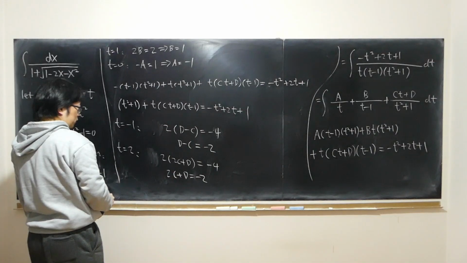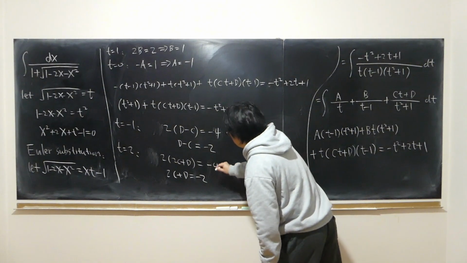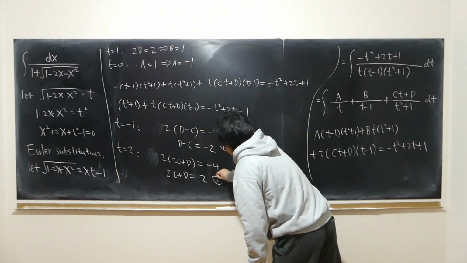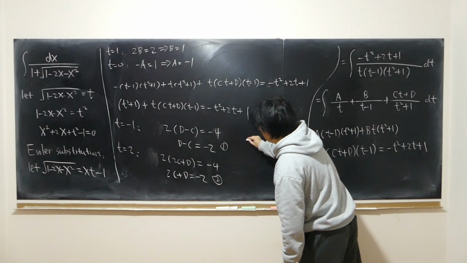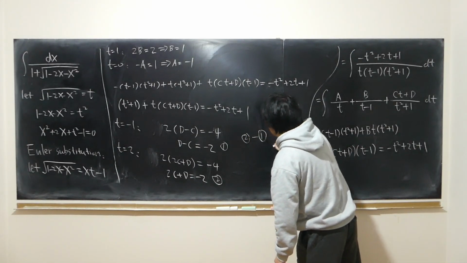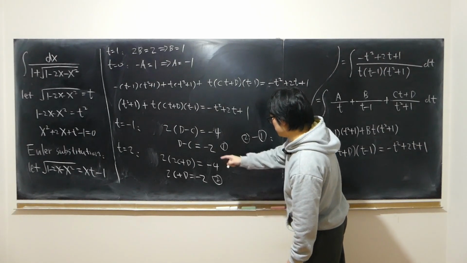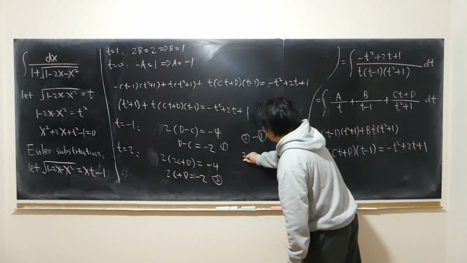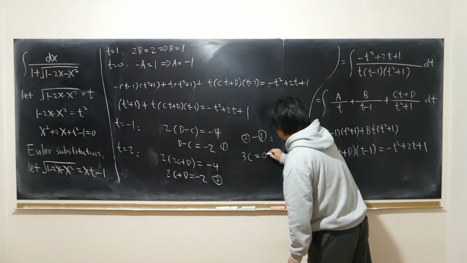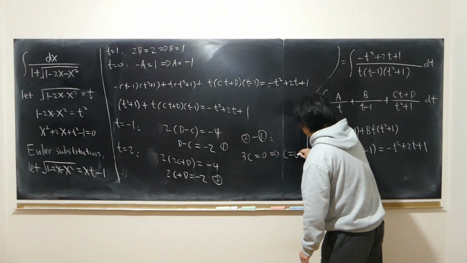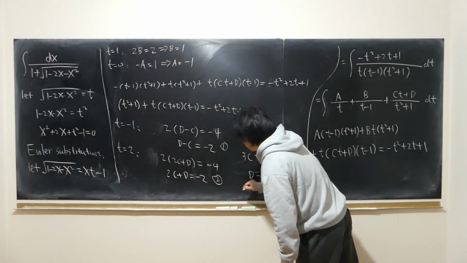Everything correct? So equation 2 minus equation 1, d cancels out. 2c minus c, 3c equals 0. C equals 0. D equals negative 2.